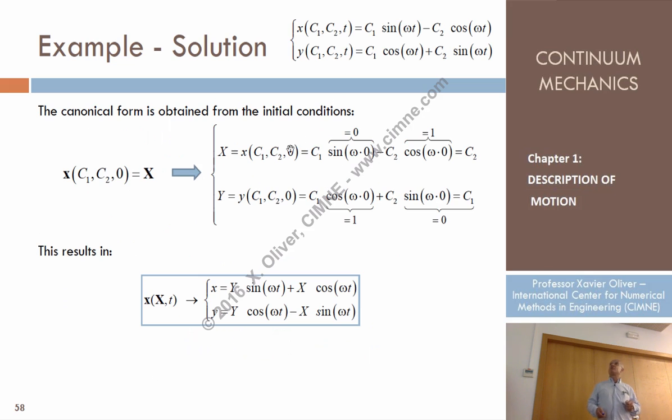How do we obtain the canonical equations? Well, these are the equations of motion we have identified. Now we set t equals 0, and we require that these equations, when t equals 0, return capital X, capital Y. That's what we do here. And we see that x is equal to C2, and y is equal to C1. So now, replacing C1 by Y and C2 by X, I obtain the equations of motion now in canonical form. So far, so good. Okay?